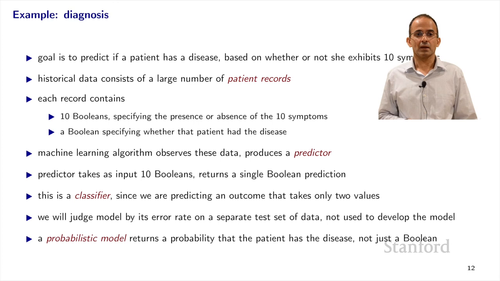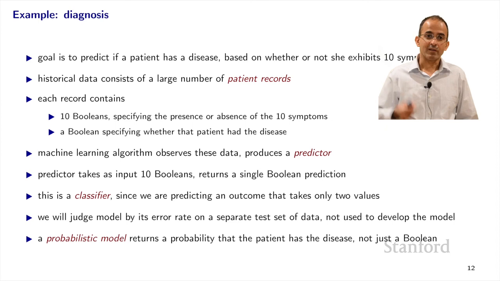What the historical data consists of is a large number of patient records. Each record contains 10 booleans specifying the presence or absence of the 10 symptoms. And it contains an additional boolean that specifies whether that particular patient had that particular disease. We have a very large number of these records. Each record has 11 booleans.